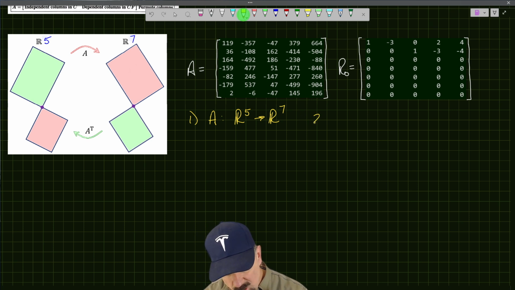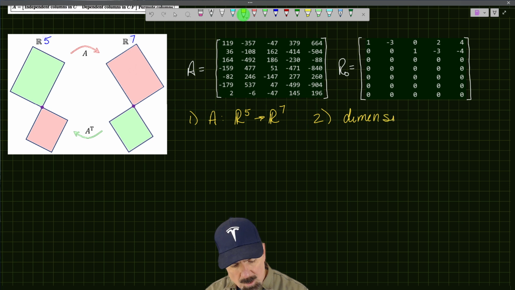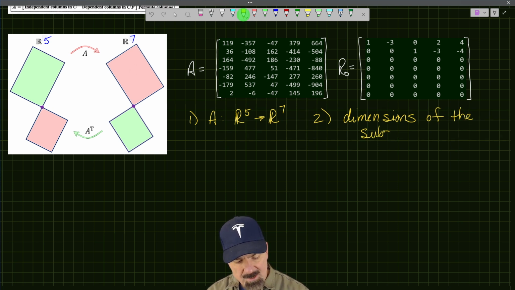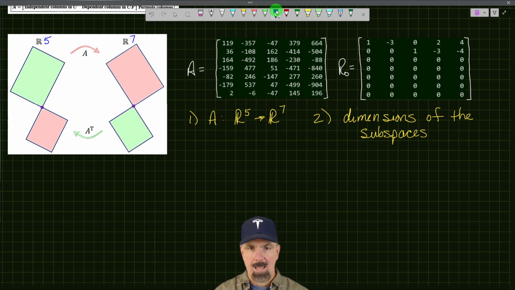From that information, really the second thing that we're going to look at are the dimensions, and it's really the dimensions of the subspaces. And we talked about this already. Strang covers this early in chapter 3. And so we know that the rank is the dimension of the column space and the row space.